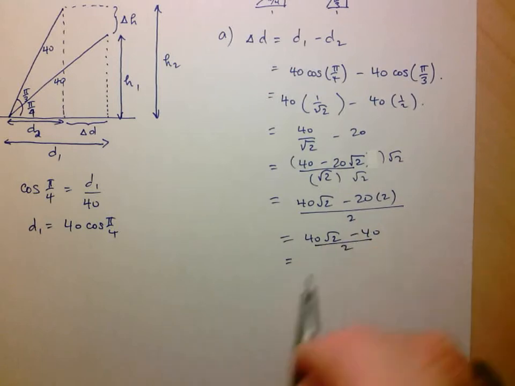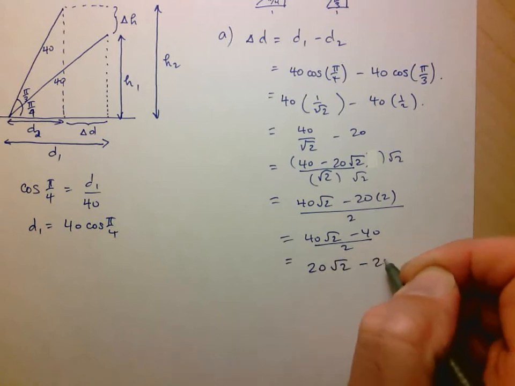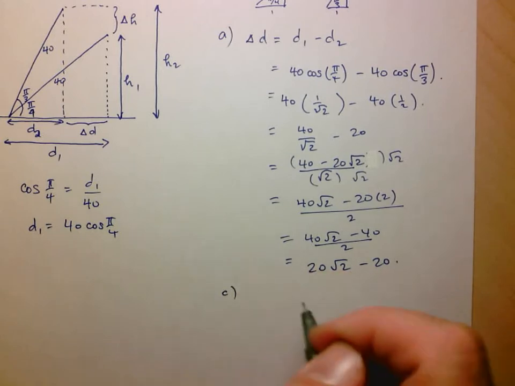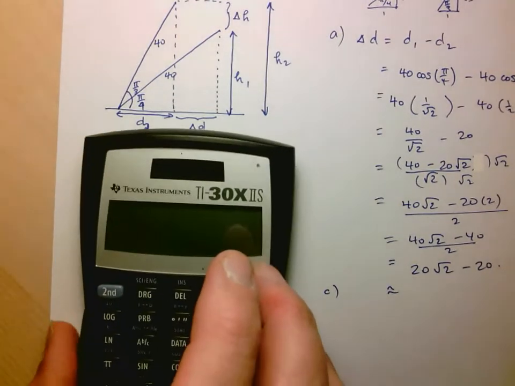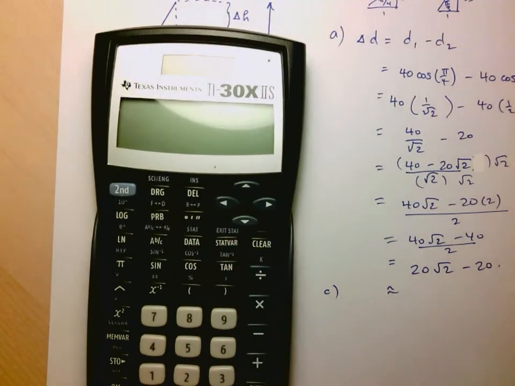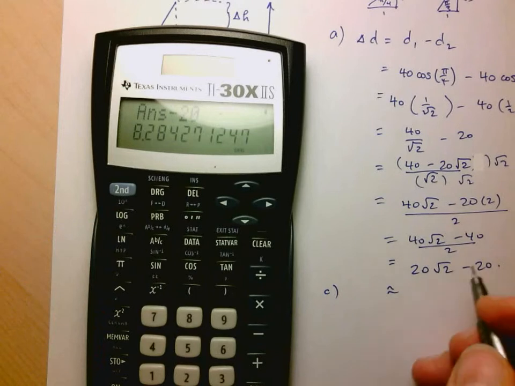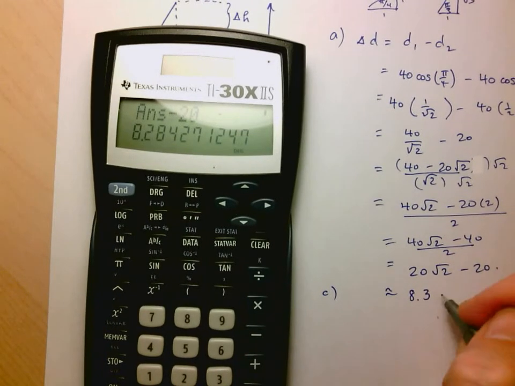And here we can just divide 2 into both of those. So we just end up with 20 root 2 minus 20. And there we go. There's the exact answer. So for now, let's answer that part of C, which asks us for an approximation. Okay, and so here, let's just get an approximation. So what do we got? We got 20 times square root of 2, minus 20. Okay, so we have about 8.3, and I guess here it's meters.